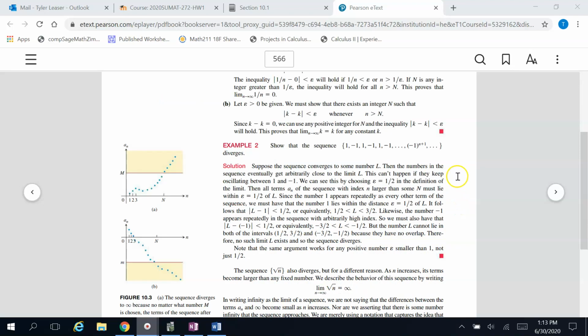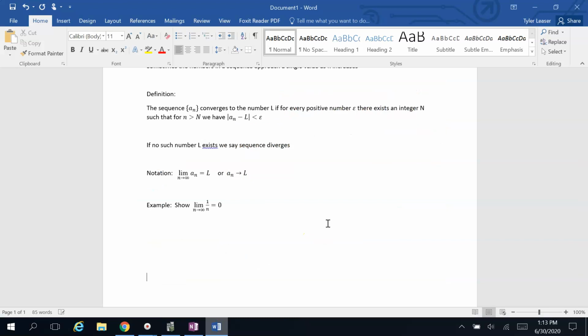Cool. There's another quirky example here that I think is worth at least looking at. So here we have the sequence 1, negative 1, 1, negative 1, 1, negative 1. The point of this one is to show you that not all sequences have to blow up to infinity or negative infinity to diverge. This sequence diverges because it does not approach a single limit L. Okay, let's get back to the stuff that we were writing out.